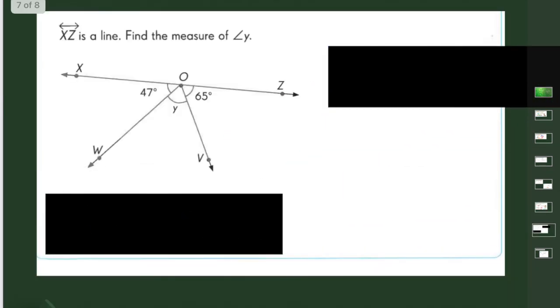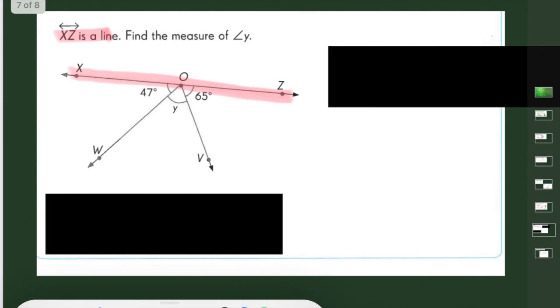Okay, let's let you try this one. We have this figure, and what do we know? Well, we know that XY is a line. So the measure of that straight angle is 180 degrees. So we need to find the measure of angle Y. We're looking for this angle measure right there. So in this case, we have our whole.